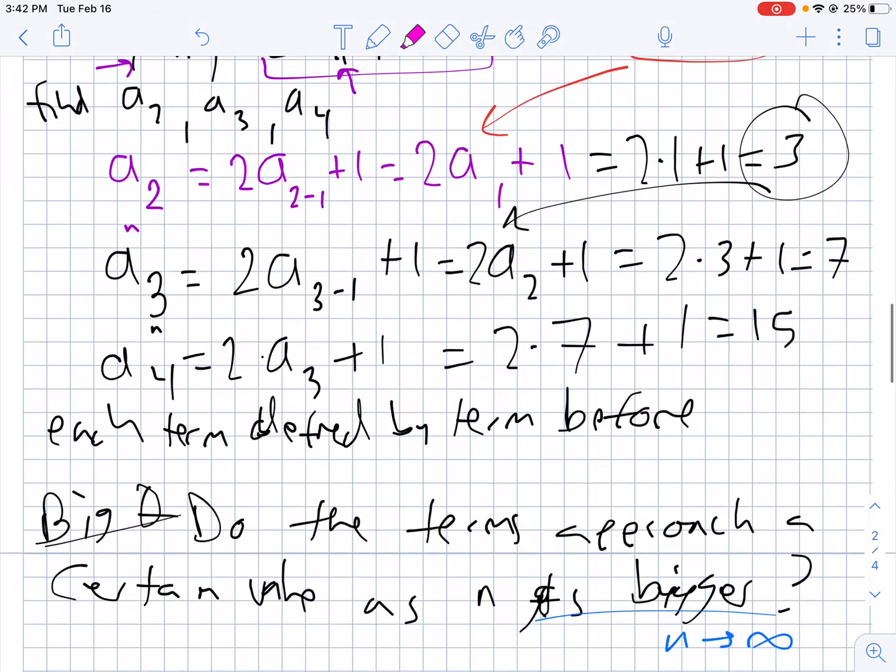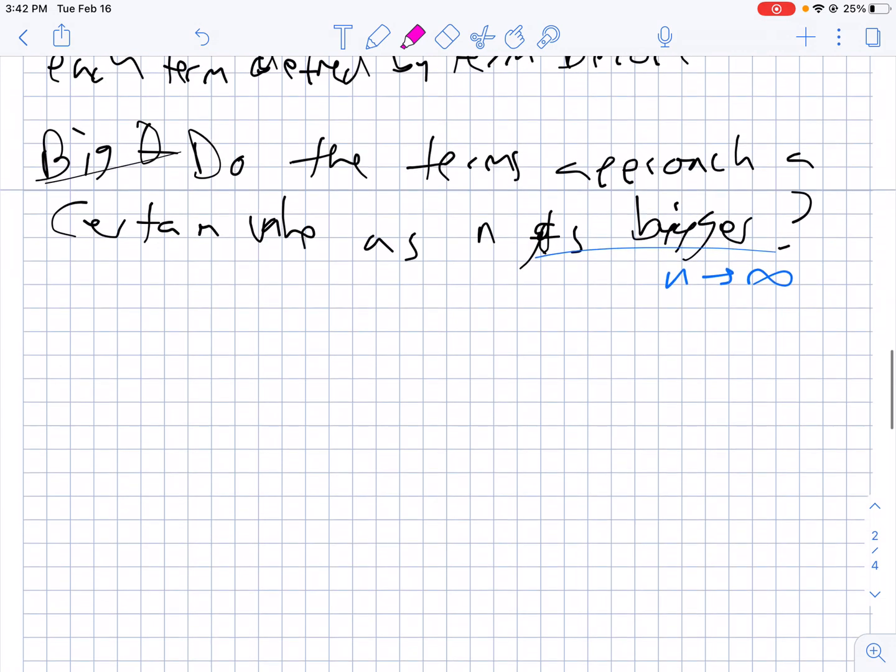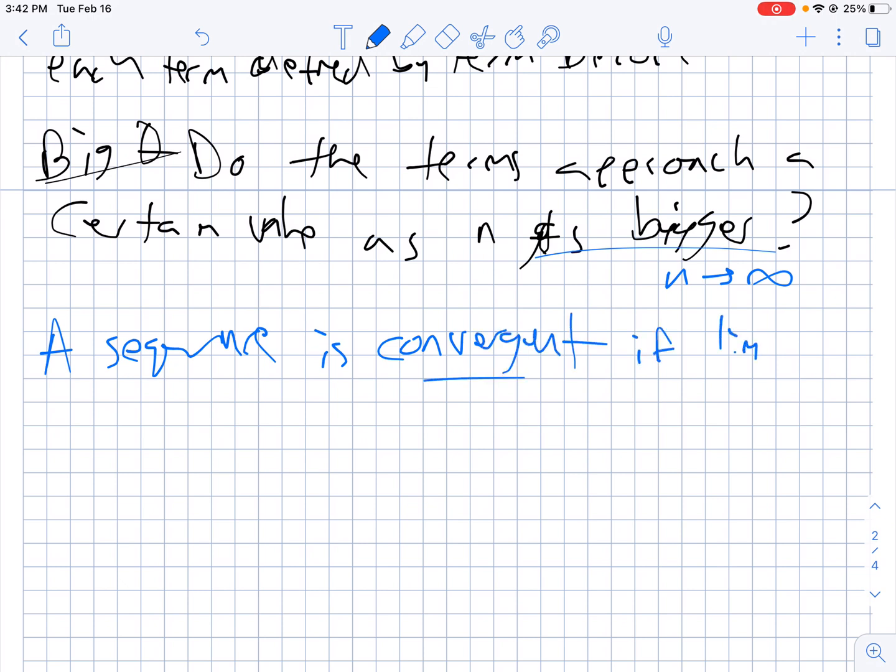Okay, so keeping that in mind, let's use some vocabulary here. We're going to say a sequence, and these words should look pretty familiar, is convergent, or converges, if the limit as n goes to infinity of a sub n, so the limit of each individual term, exists. So basically what that's telling you is the terms approach a real number.